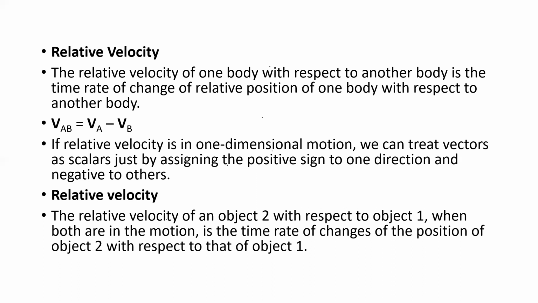Then next, the relative velocity of an object 2 with respect to 1, when both are in motion, is the time rate of change of position of object 2 with respect to that of object 1. That is called relative velocity. Here, with respect to the second object, we discuss the change of the first object. That is called relative velocity. So the formula is VA minus VB.